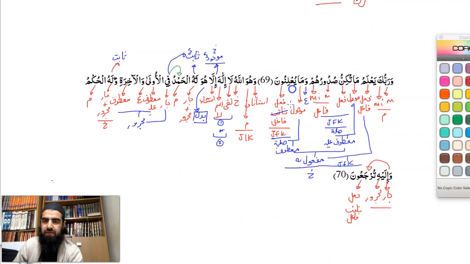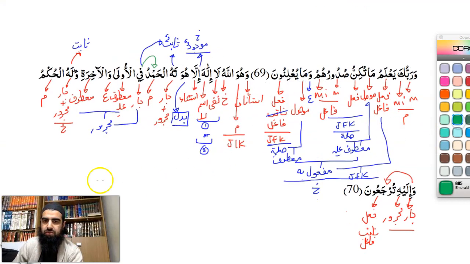وَرَبُّكَ يَعْلَمُ مَا تُكِنُّ صُدُورُهُمْ. رَبُّكَ يَعْلَمُ, all of this is actually في محل رفع. Yeah, محل رفع. So رفع محل. رَبُّكَ يَعْلَمُ مَا تُكِنُّ صُدُورُهُمْ. And everything else is la mahal. All the other verbs here are la mahal. Right, all the sentences are all la mahals.